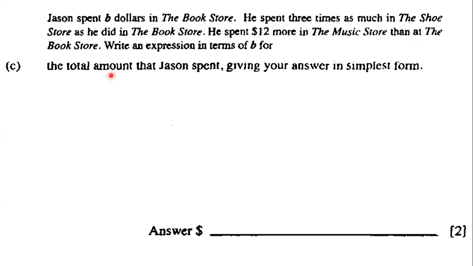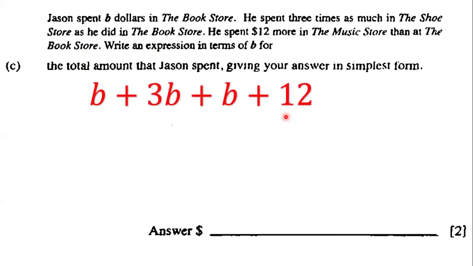Next, the question states that we want to write an expression in terms of B for the total amount that Jason spent, giving your answer in simplest form. So we need to account for the amount he spent in the bookstore, which is B dollars, the amount he spent in the shoe store, which is 3B, and the amount he spent in the music store, which is B plus 12.